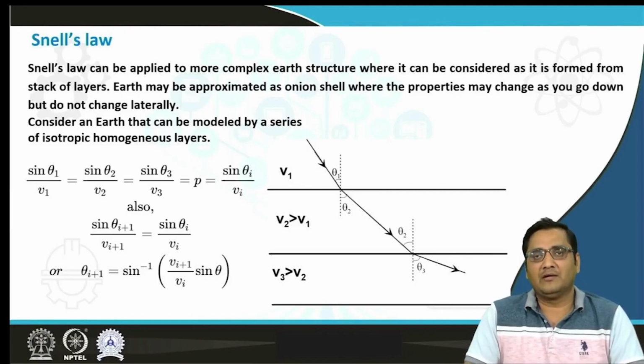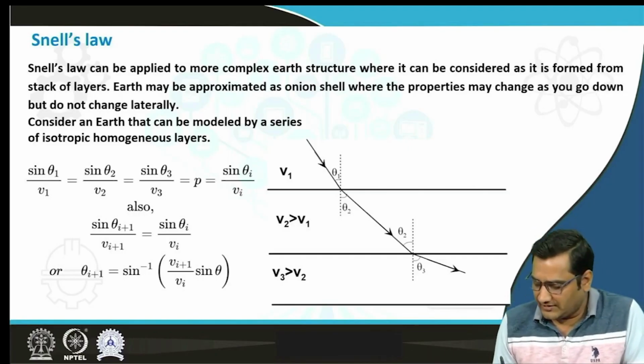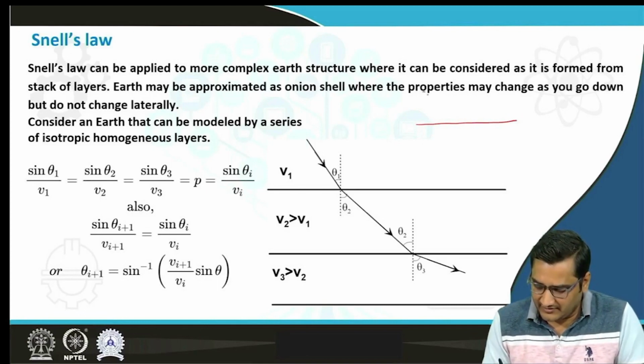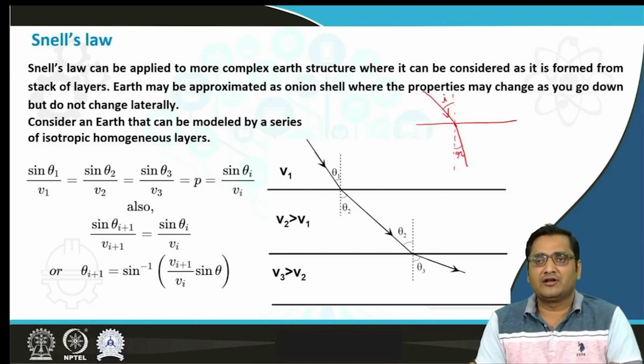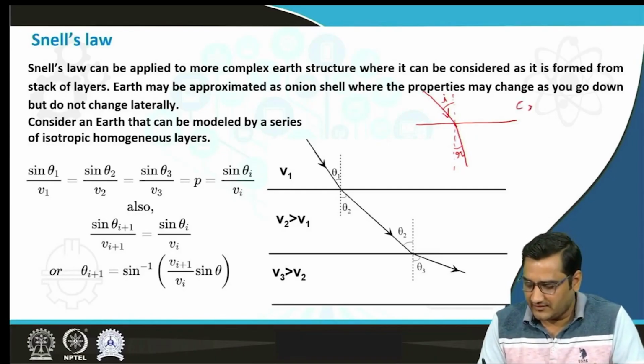In the previous class we covered some details about Snell's law, where we saw that the horizontal apparent velocity across the interface separating two media, medium 1 and 2, should be equal. Suppose this is an interface and a wave is incident upon it, making an angle I, then it is transmitted into medium 2 with its refraction angle as R.